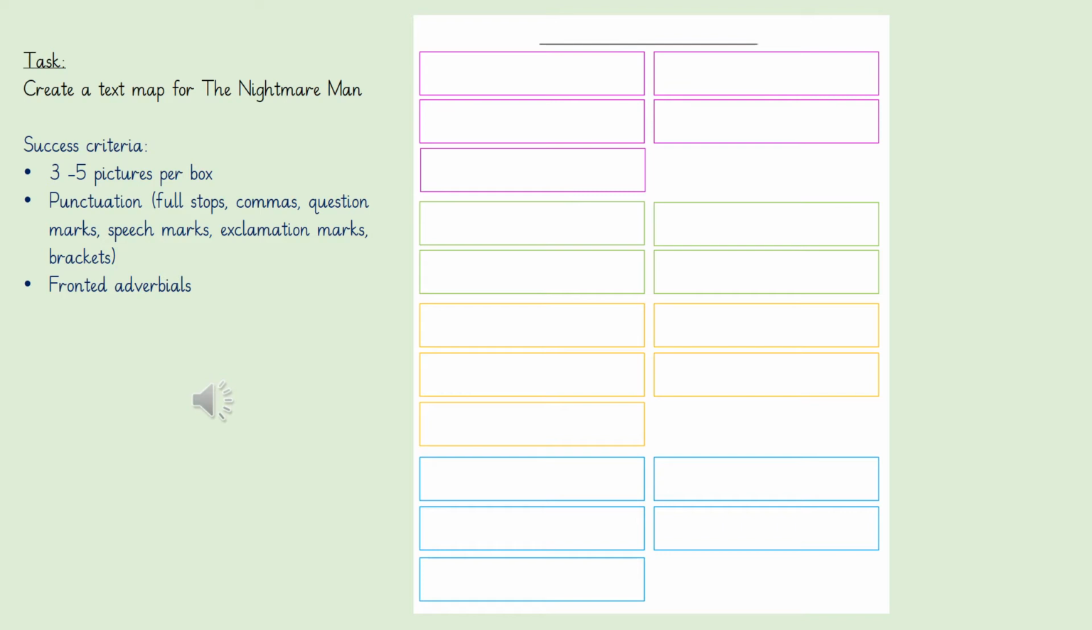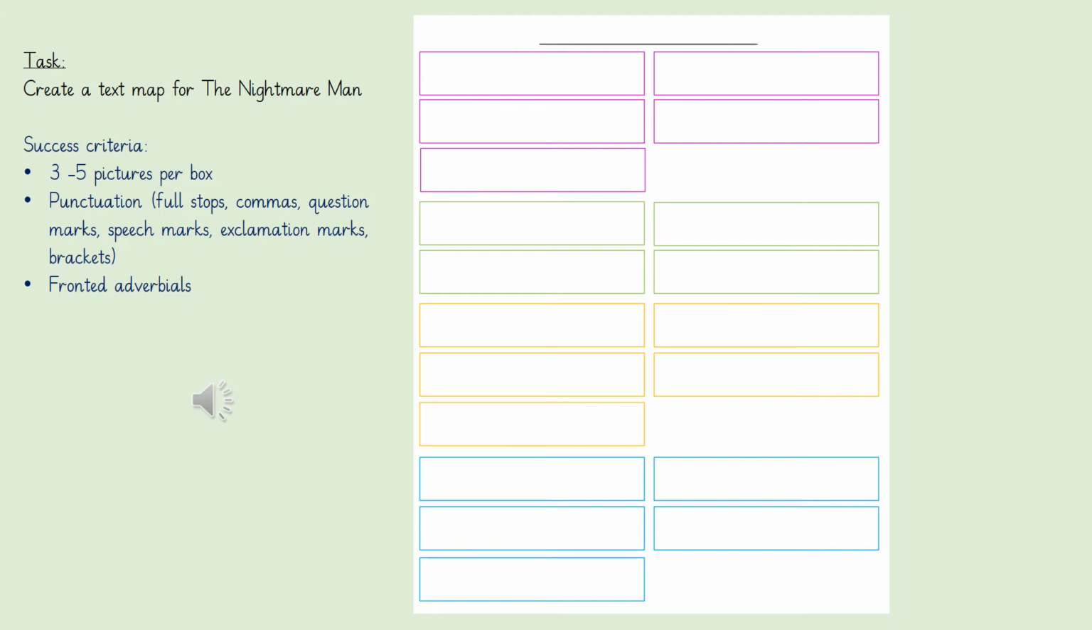Each box represents a sentence, so I would recommend drawing 3 to 5 pictures per box. You do not need to draw a picture for every word. You just need to try and create the main idea of the sentence through your drawings.